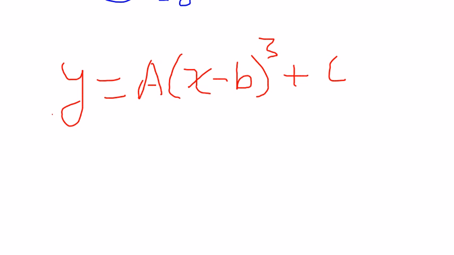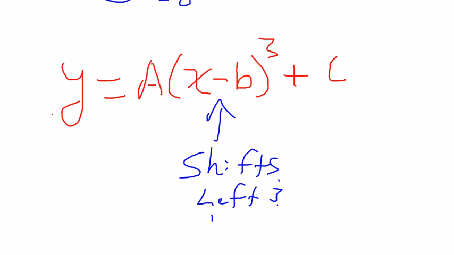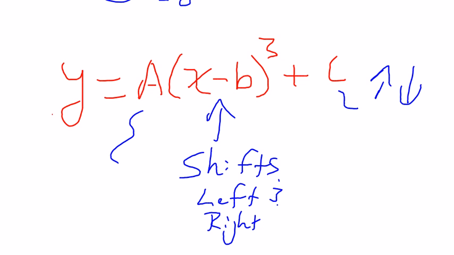So b, we're just going to do the same thing. It shifts left and right. C is going to go up and down as well. And A is going to do the same thing. If it's negative, it's going to flip it. And then it's also going to make it skinnier or wider, whether it's a fraction or not.